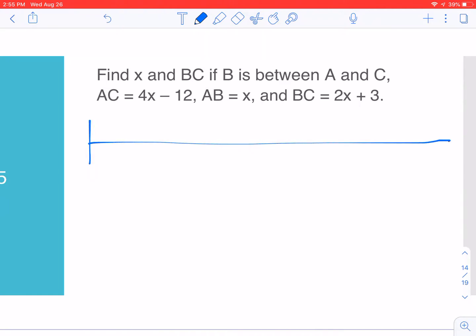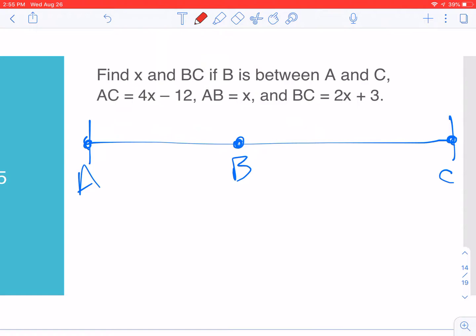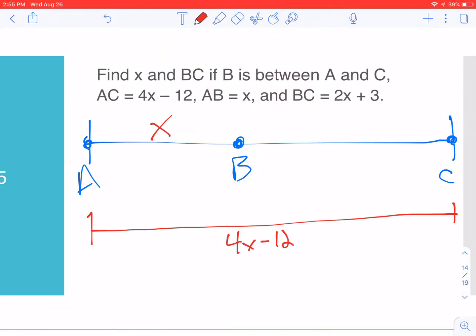We're going to draw our line, which I will already have drawn for you. B is between A and C. AC, and I can look at my picture, AC is the whole thing, 4x minus 12. AB is x, BC is 2x plus 3. And it says, find x and BC. So I'm looking for x, and I'm looking for this distance, BC.